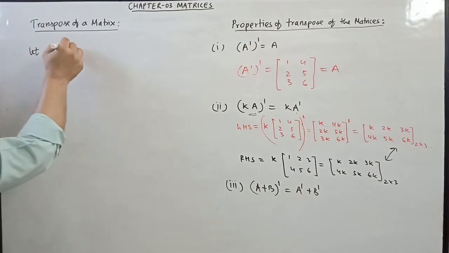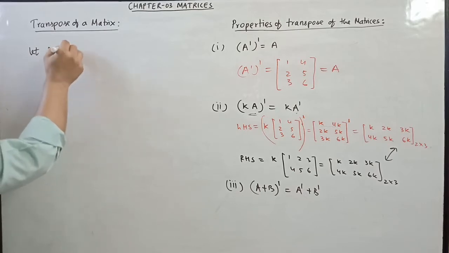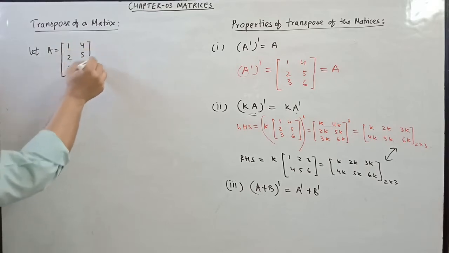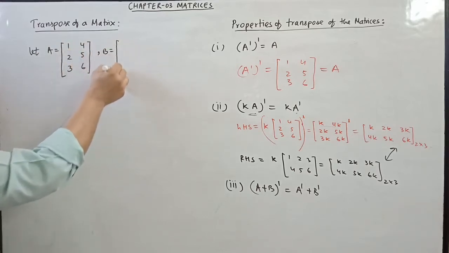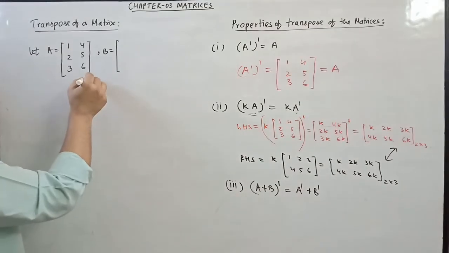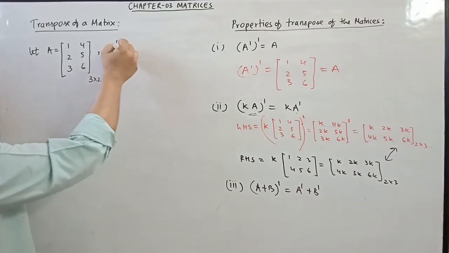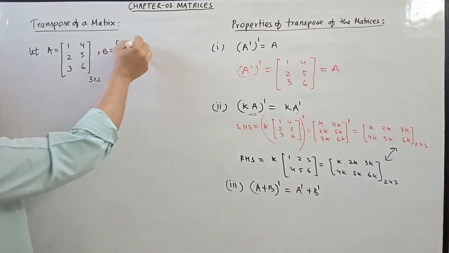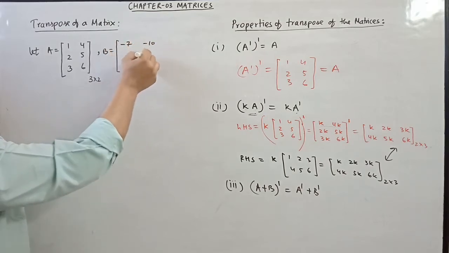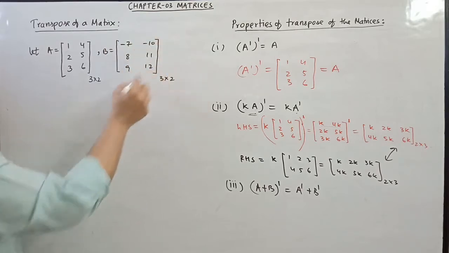So let's take matrix A as the previous one, and here we have matrix B. Because we have to add both the matrices, we have to take the same order. Here it is 3 by 2, so here also we have to take a 3 by 2 matrix. So minus 7, 8, 9, minus 10, 11, 12. Let's take this one. The order is the same.